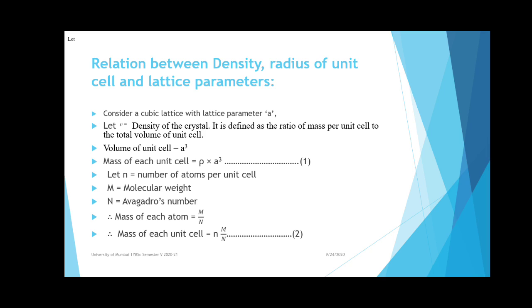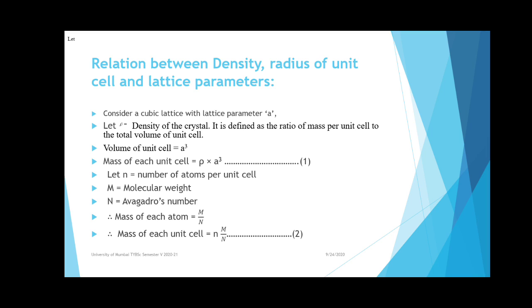Now the next important parameter is volume of unit cell. Volume of unit cell is denoted as a cube. You know the volume of a cube. If a is the edge length, then you have to consider three sides of that unit cell. That means you have to take a cube of that edge length, a cube.